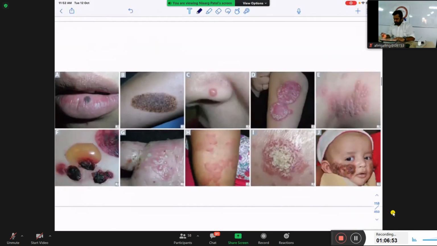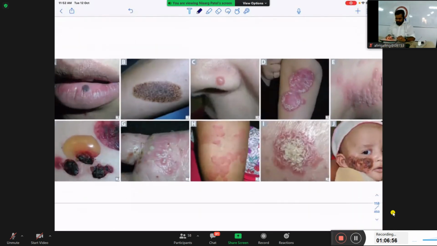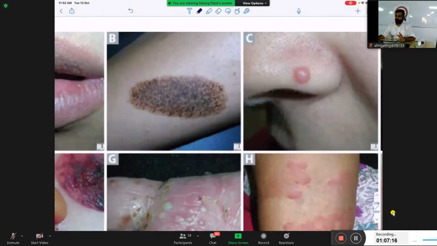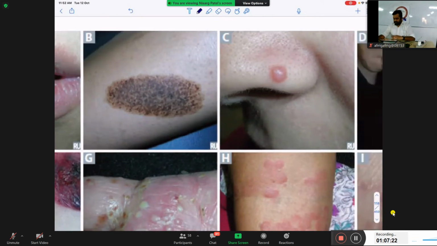Okay, now see this. See this first. What will you term it? Macule, papule. It is a macule. It is a flat lesion, no? It is a macule. Second, is it above the skin? No, it is flat, but it is more than 1 centimeter. So what is it? It is a patch.